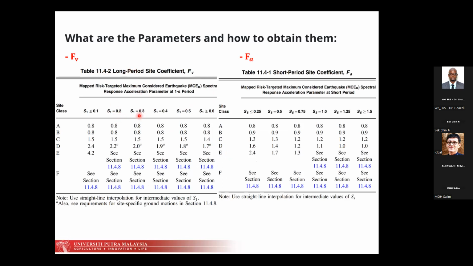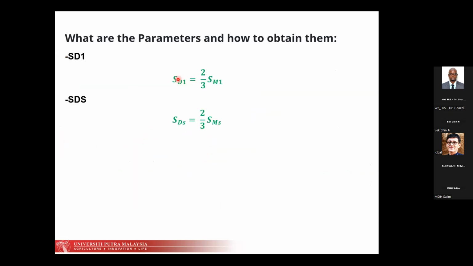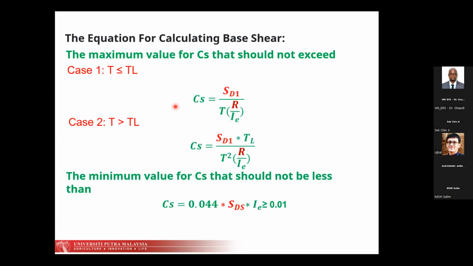We now know S1 and SS and our site class, and we can compute the values. And then we have SD1 and SDS. SD1 is 2/3, as we said before, of SM1, and SDS is 2/3 of SMS. So this is how we compute SD1 and SDS.